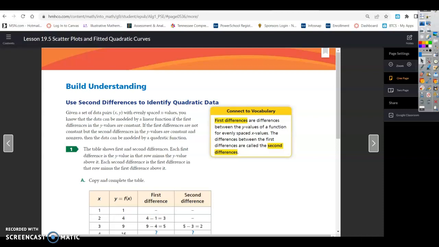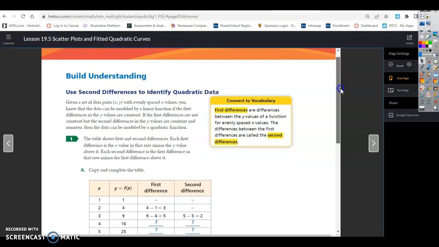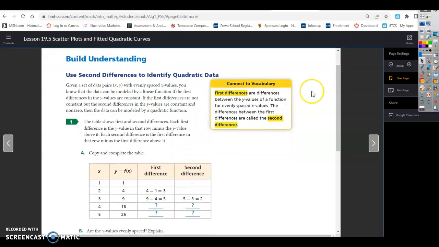Lesson 19.5, Task 1. In the textbook, Task 1 was missing, so I'm just going to use this straight from your textbook to make sure that we don't skip this information.